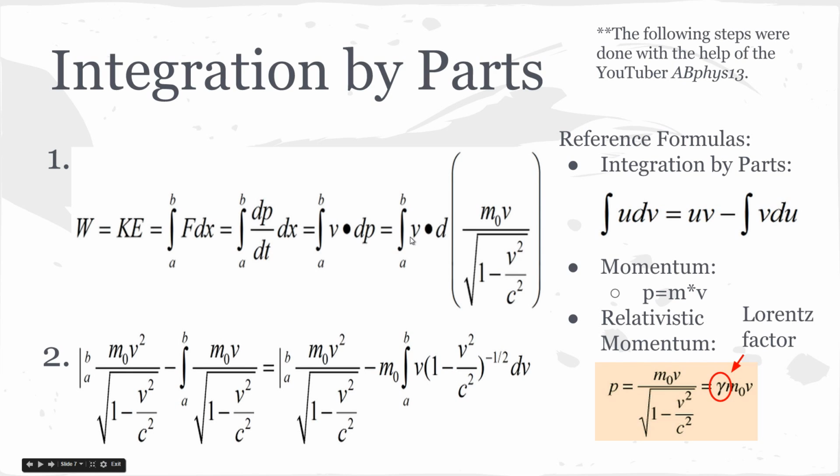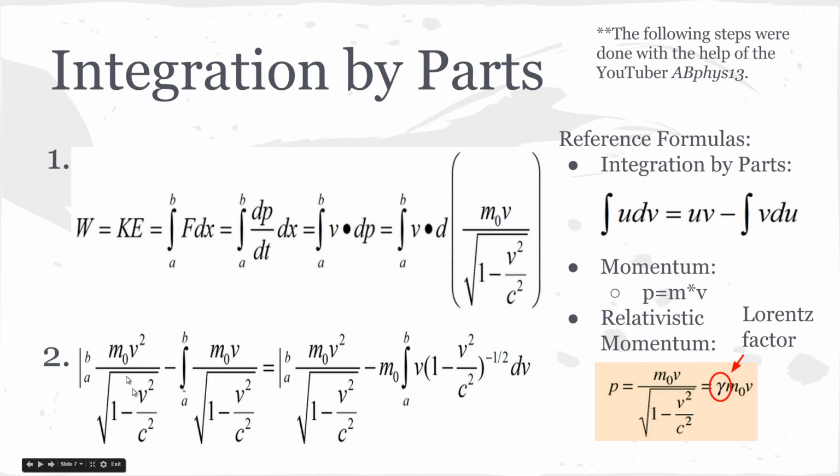So all we did here was substitute in relativistic momentum for p, so now you have v times the derivative of this mess. So you'll notice this is in the form of the formula over here we know as integration by parts, u and dv. So our u in this case is v, and our dv in this case is this relativistic momentum here.